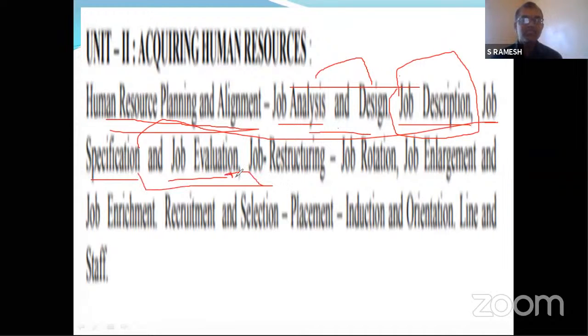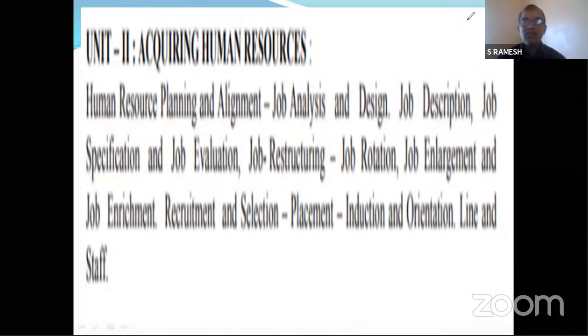Job evaluation means systematic examination of various things relating to a particular job, not an individual. If you do it about an individual, it amounts to performance appraisal. About a job, you are going to examine. So that job evaluation part was over yesterday. What we have learned in job evaluation, I will quickly go through it also. Today, most importantly, we will concentrate on job restructuring.